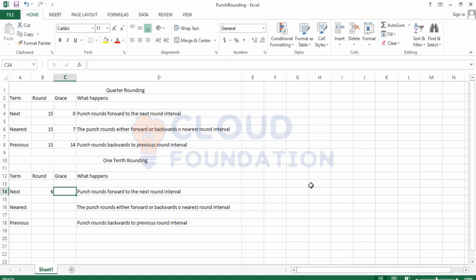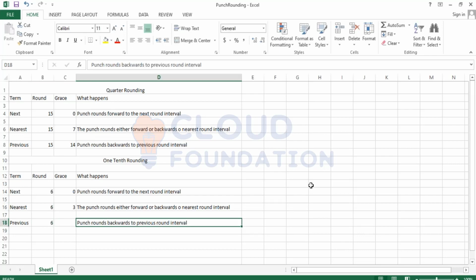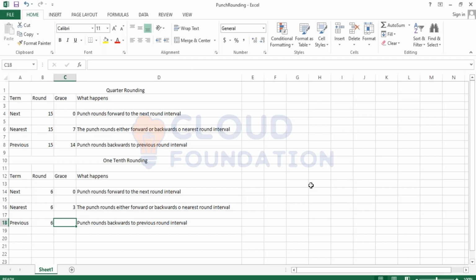in next, if I choose? 0, right? The next, 0 is always 0. Yeah, 0. So in my nearest, this is going to be 6. What would be my grace? Like 3, we can take middle. Yeah, 3, 4, exactly. Okay, and in my previous? 6 and 5. Yeah, perfect. So this is how this rounding works.